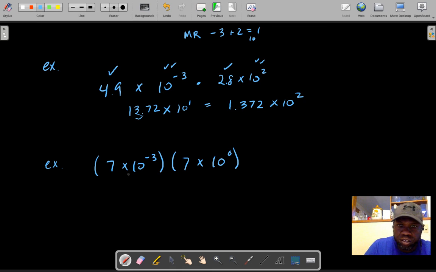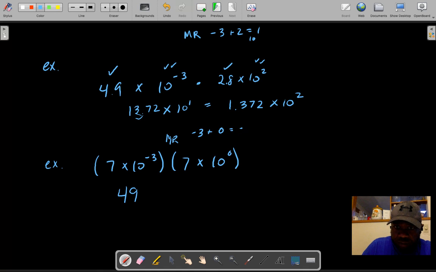Okay. So let's look at the next one here. Same thing. So we should know what we need to be doing. Basically, we got to multiply our numbers and then use the multiplication rule on our exponents. So we have 7 times 7 is 49. That's easy, hopefully. And the other portion, we use the MR rule again. That's negative 3 plus 0, which is negative 3.